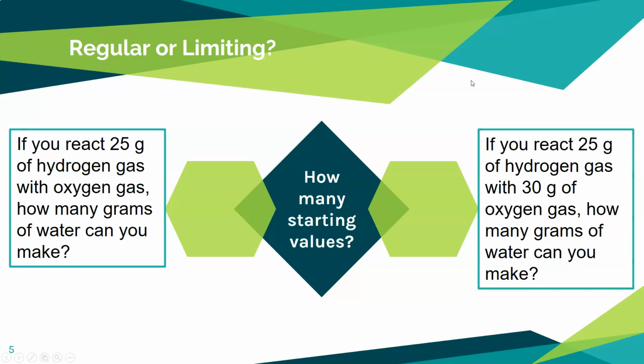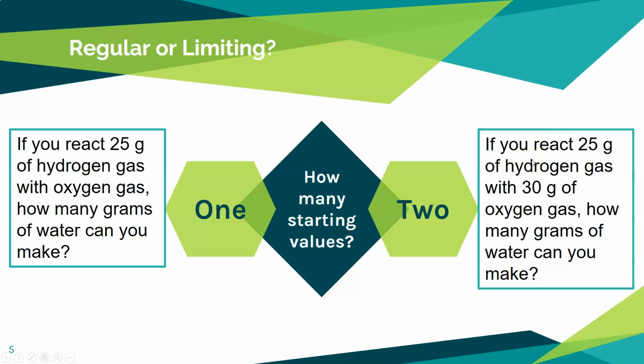So here's some examples. On the left, it says if you react 25 grams of hydrogen gas with oxygen gas, how many grams of water can you make? Compare that to on the right-hand side, it says if you react 25 grams of hydrogen gas with 30 grams of oxygen gas, how many grams of water can you make? So you should notice on the left-hand side, that's one starting value. 25 grams of hydrogen gas. They're assuming that you have all the oxygen you need, that you're never going to run out, that it doesn't matter, you're limited only by how much of that hydrogen you have.